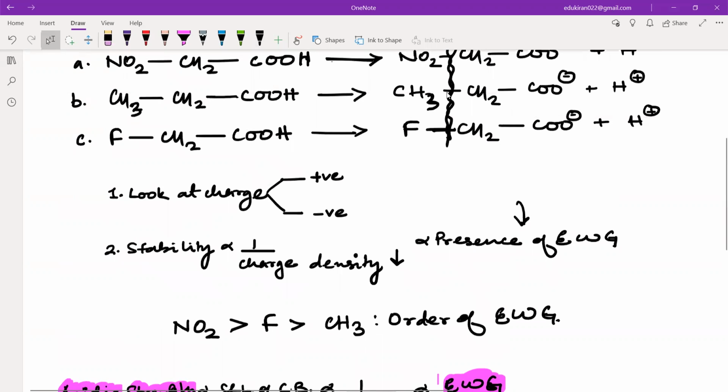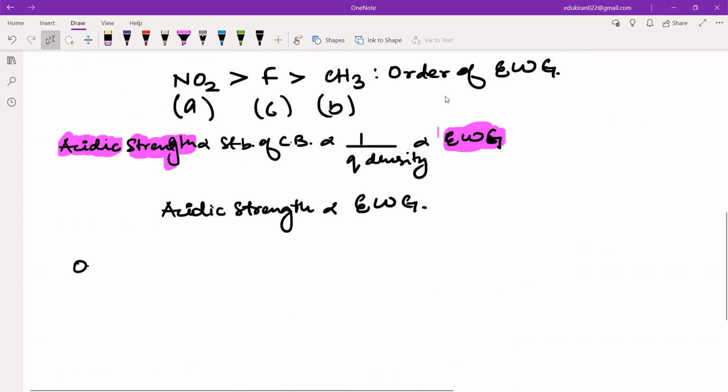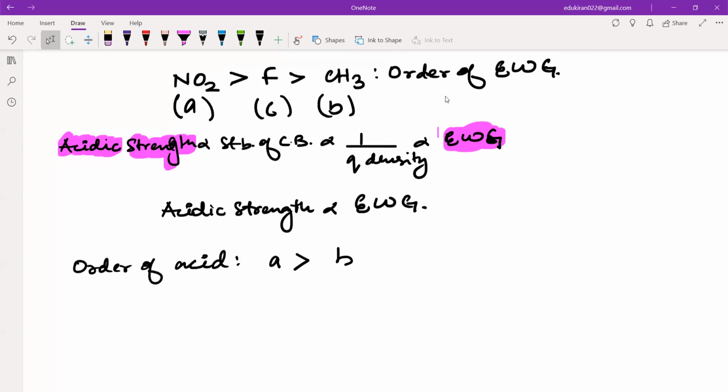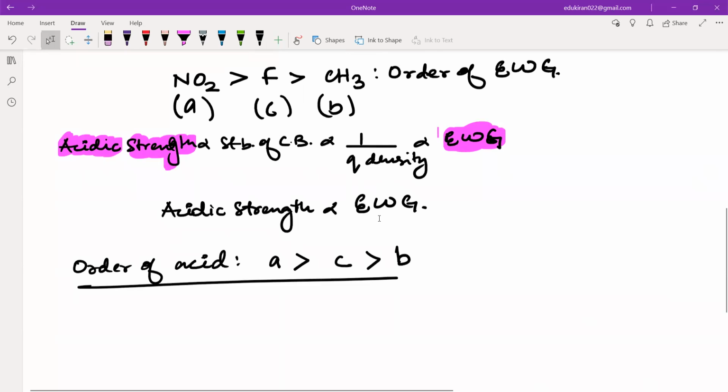Okay, so we have, this is A, then C. This was in A, this was in C, and this is in B. So the order of acidic strength, order of acid, this will be A is most acidic, followed by C, and followed by B. Okay, tell me, did you get this? Yes or no? Guys, tell me. Yes, sir. All of you got this? Yes, sir. Okay, fine.